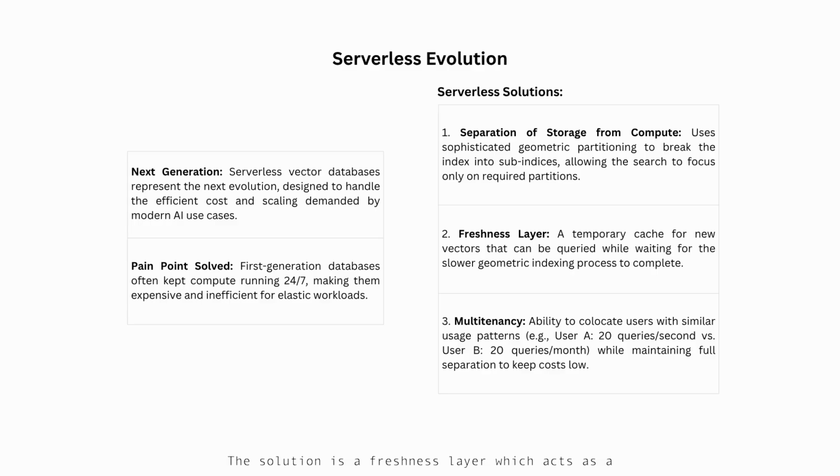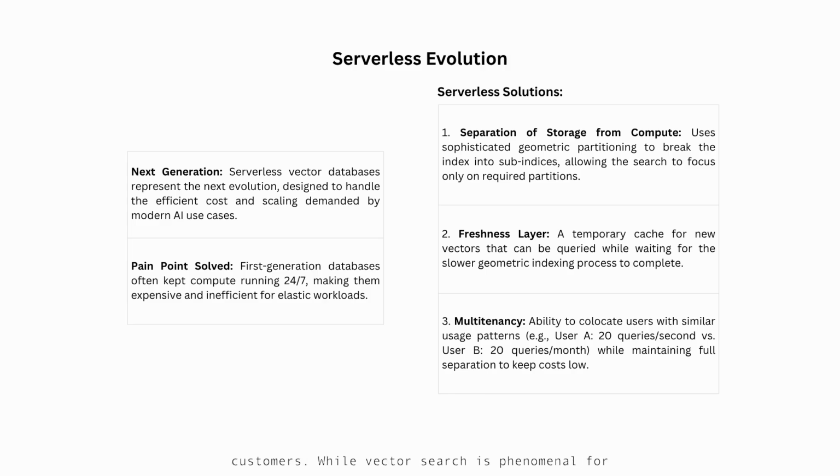The solution is a freshness layer, which acts as a temporary cache for new vectors. A query router then checks both the main index and the freshness layer, ensuring fast access to the most recent data. Finally, serverless architectures tackle multi-tenancy. This intelligently identifies users with similar usage metrics to ensure low latency for everyone without penalizing the cost efficiency of low-usage customers.